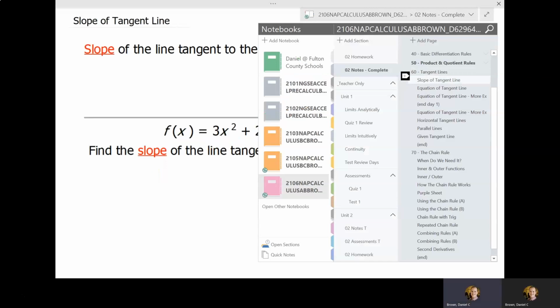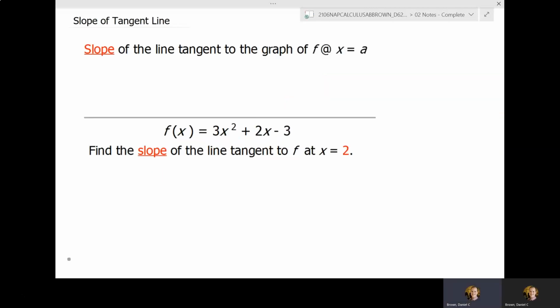The first is how we can use the derivative. We know the derivative is used to find the slope of the tangent line. So when I say what is the slope of the line tangent to the graph of f at x is equal to a, well, that is the derivative, and then you plug in a into the equation. When you're finding the slope of a tangent, you need to find the derivative first before you plug it in.